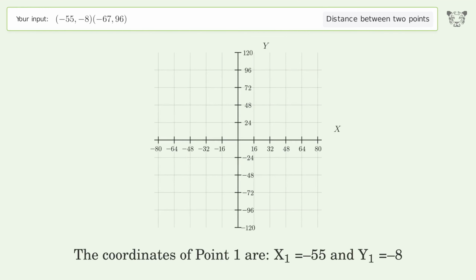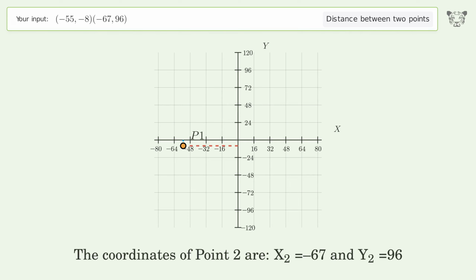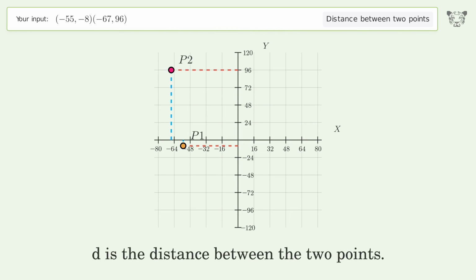The coordinates of point 1 are, x1 equals -55 and y1 equals -8. The coordinates of point 2 are, x2 equals -67 and y2 equals 96. D is the distance between the 2 points.